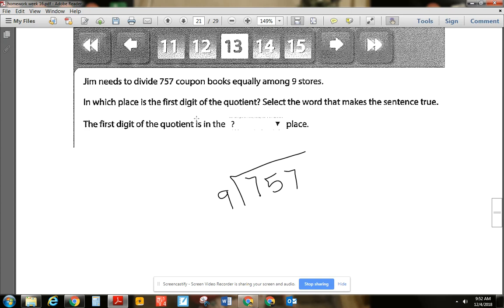Now it says the first digit of the quotient is in the blank place. So here's where the quotient is, the answer line, right? So how many 9's fit into 7? I can't do that. So 0 times 9 is 0. 7. Then I bring down the 5. How many 9's fit into 75? And I know we're not great with our 9's, but we need to be figuring this out. How many 9's fit into 75? 8.